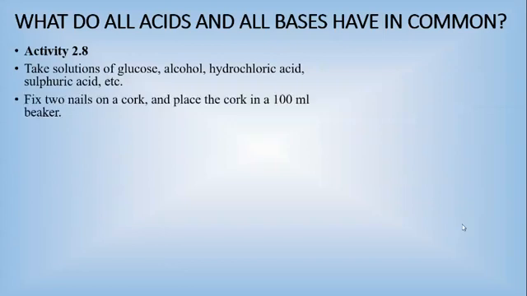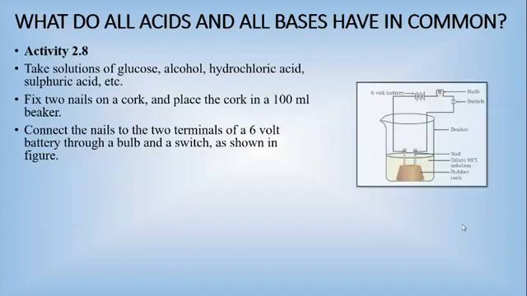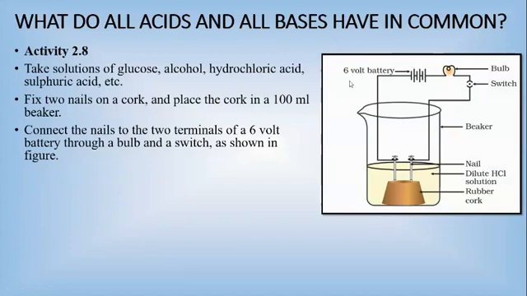Then fix two nails on a cork and place the cork in a 100 ml beaker. So you have to take a 100 ml beaker, then take a rubber cork, then take two nails and place them. Here you can see in this picture we have taken a beaker, and in this beaker we have a rubber cork into which two nails are inserted. Now connect the nails to the two terminals of a 6-volt battery through a bulb and switch, as shown in the figure. Now you have to make a circuit.